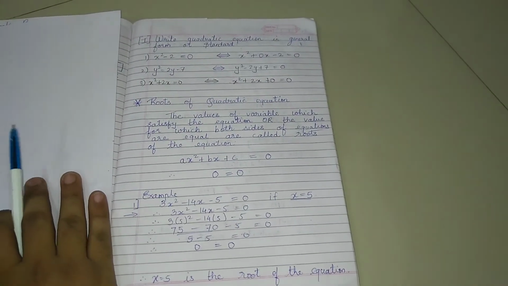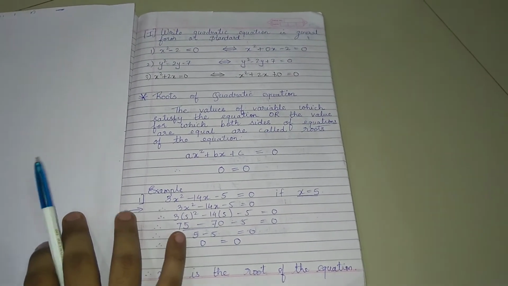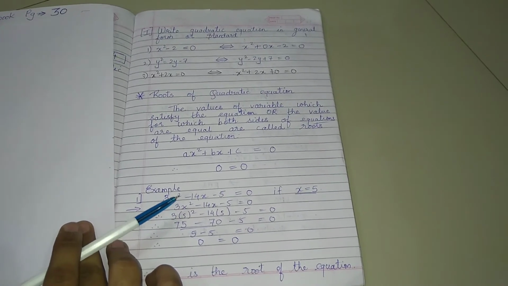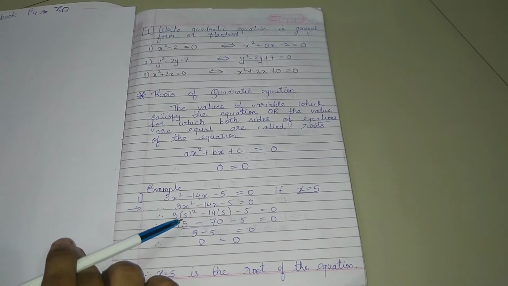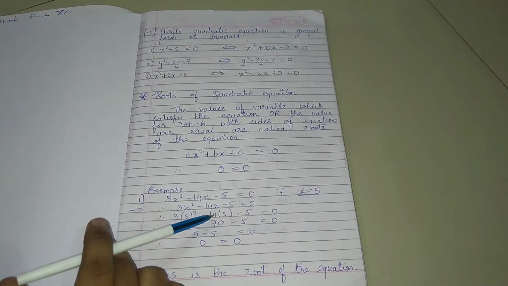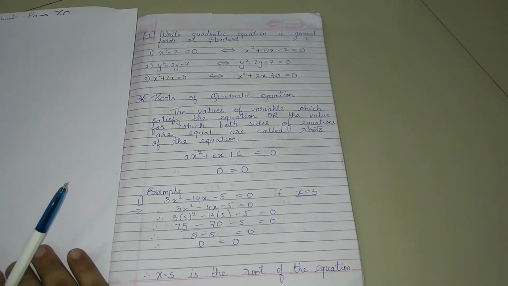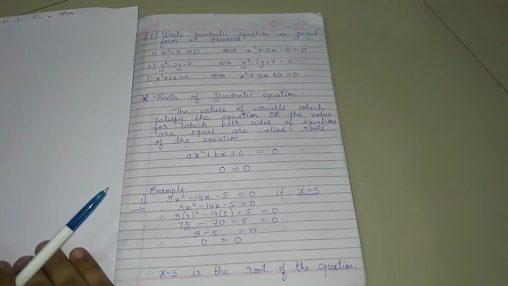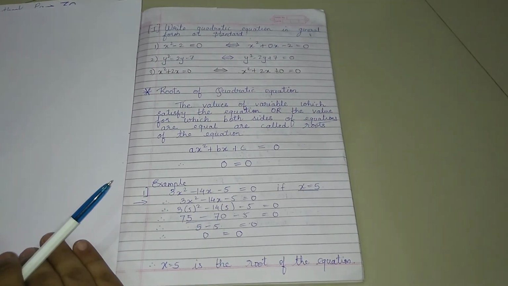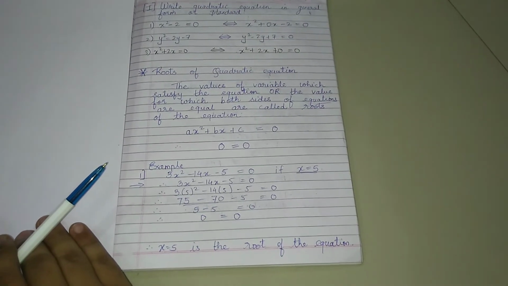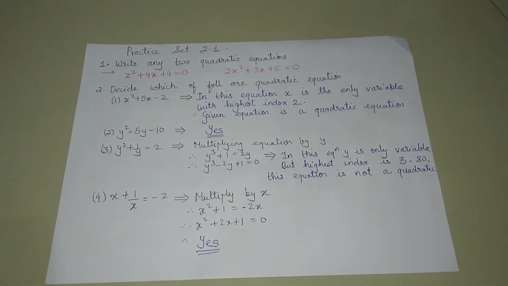So the LHS is 3x square minus 14x minus 5 equal to 0. We substitute the value of x here, that is 3 into 5 square minus 14 into 5 minus 5. So 75 minus 70 minus 5 turns to 5 minus 5, which is equal to 0, which is equal to the RHS. So by this we can say that LHS is equal to RHS, which means x equal to 5 is a root of the given equation. Okay, so by this we can move to our practice set 2.1.